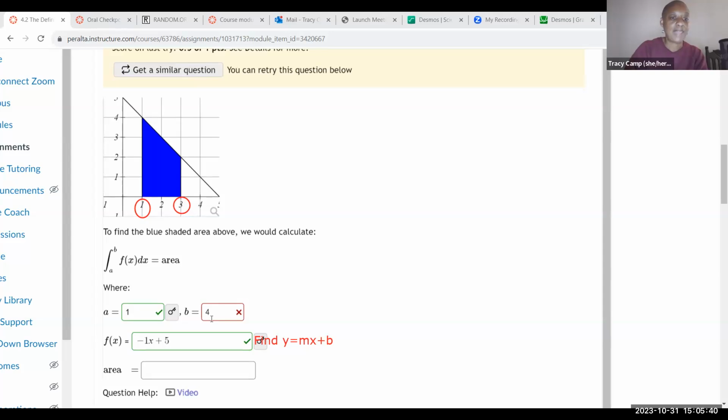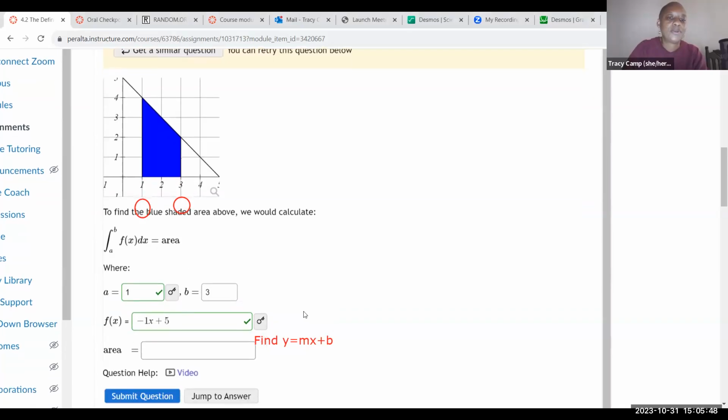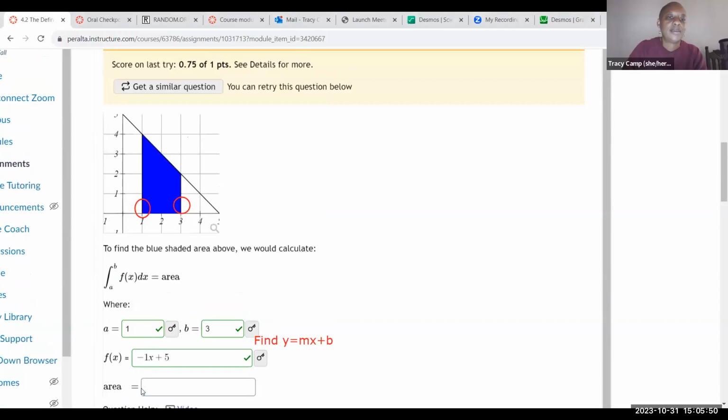But look, my line was right. So hopefully maybe your line will be just as nice as mine. And then from here you go ahead and find the area of this shaded region, which is basically finding the area of this trapezoid right here, right? Which was section 4.0. So let's look at another type of problem.